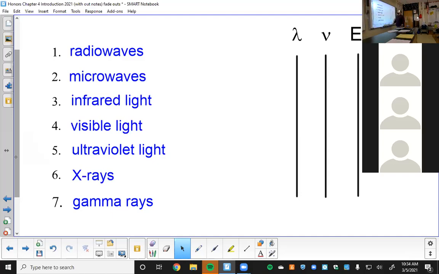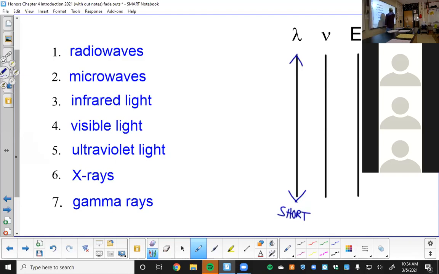But if I'm looking at these waves in terms of wavelength, can anybody tell me in terms of long versus short? Which ones are the longest waves? Which ones are the shortest waves? Or just which one's the longest wave? Or which one's the shortest wave? I don't care. Give me one. Long or short? Tyler. Are gamma ones the longest? Opposite. Yeah, these are the short ones. And these are the long ones. I do have them in order, so we're going from longest to shortest when we organize the list this way.